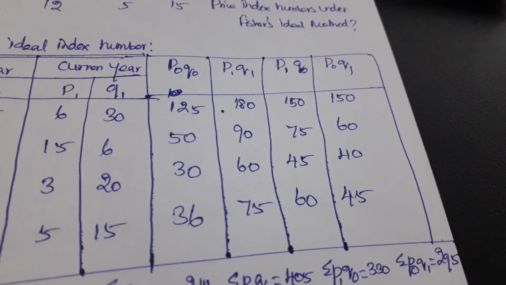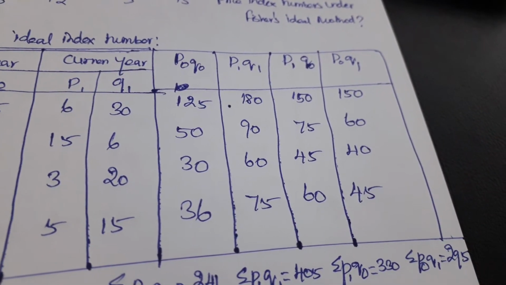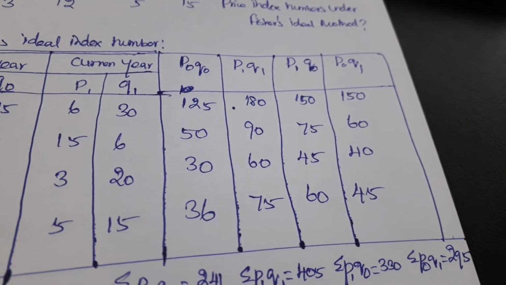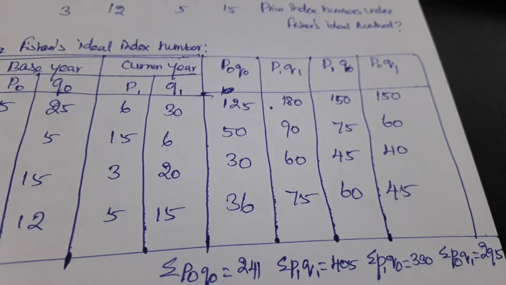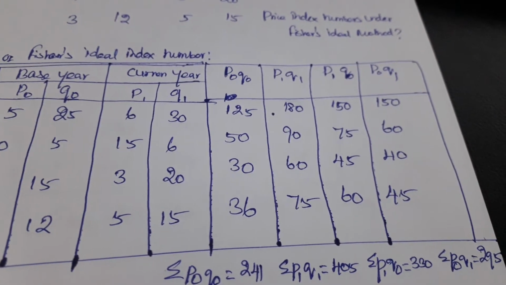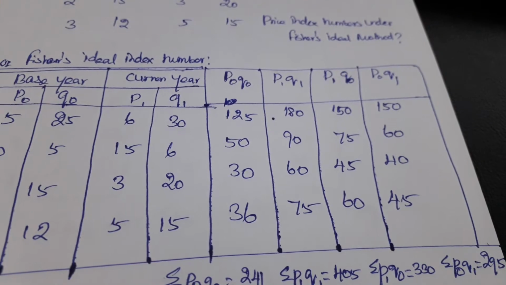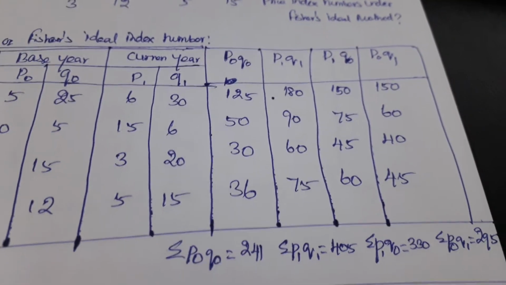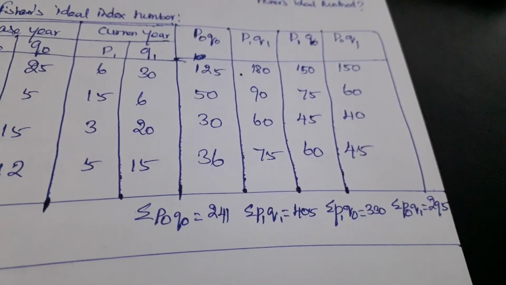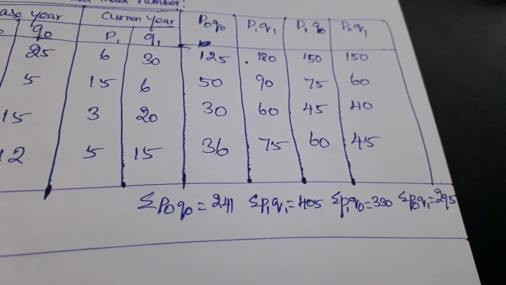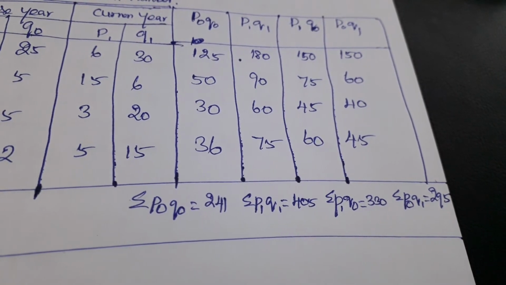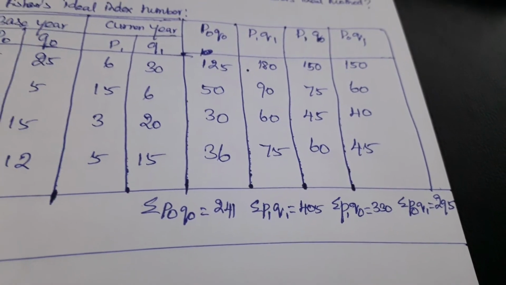Apart from these, we have to make four more columns: P0 Q0, P1 Q1, P1 Q0, and P0 Q1. It is just multiplying P0 Q0 and P1 Q1 and P1 Q0 and P0 Q1. Then we need to total them as the summation of P0 Q0, summation of P1 Q1, summation of P1 Q0, and summation of P0 Q1.